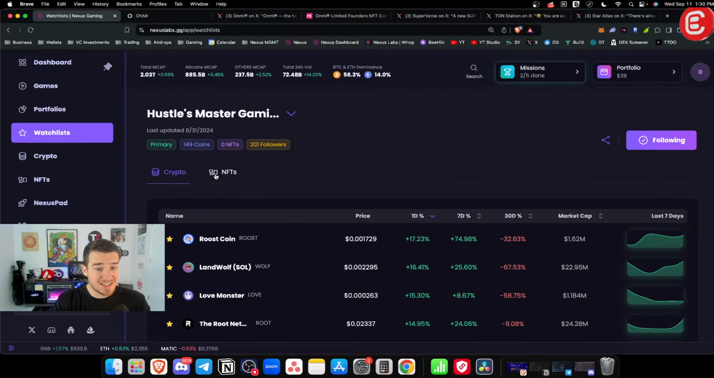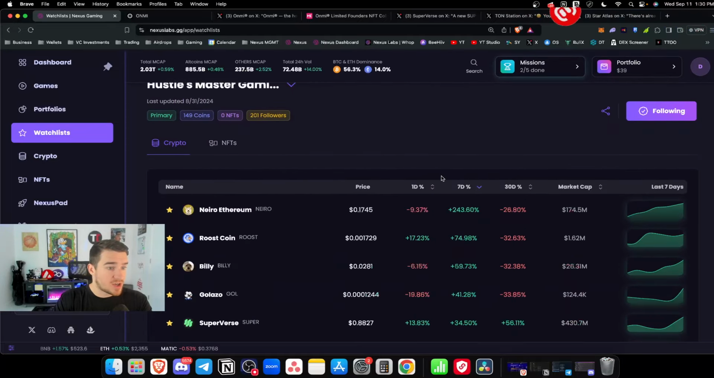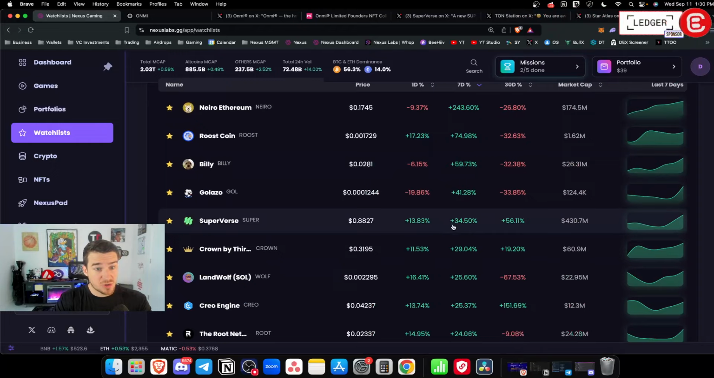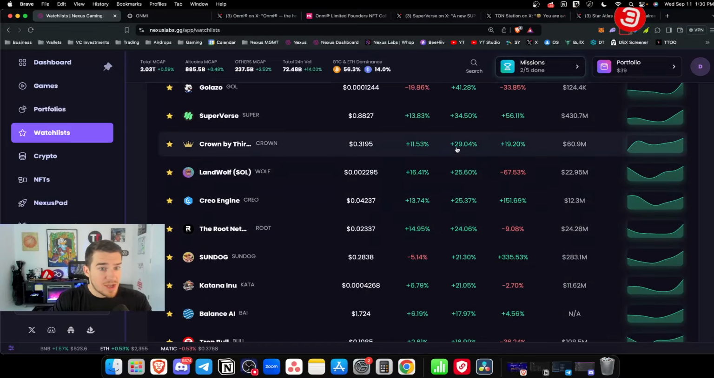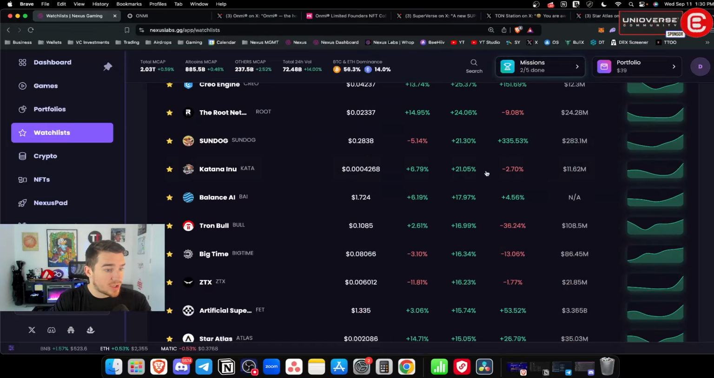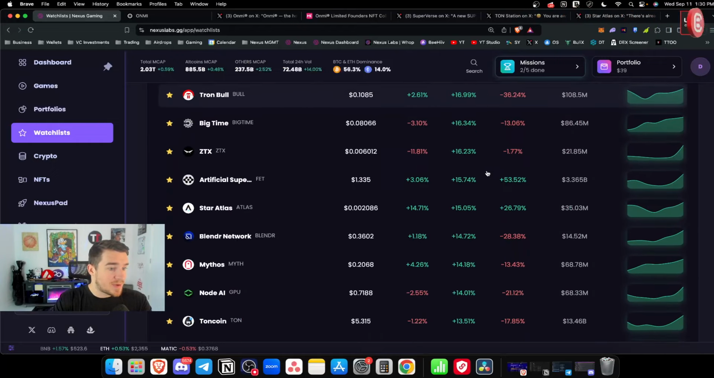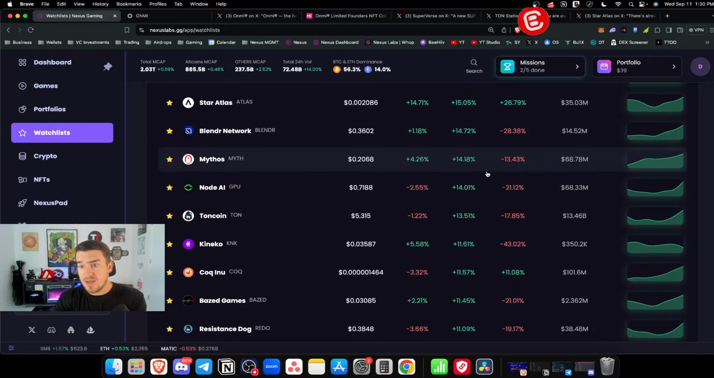So we're starting to see a little bit of green across the market, even over the 7 days. Super is up 34%. We have Crown up 30%. They had some really good news yesterday that came out, so they're getting a nice little pump in the market currently. So it's nice to see a little bit of relief across the gaming markets currently.